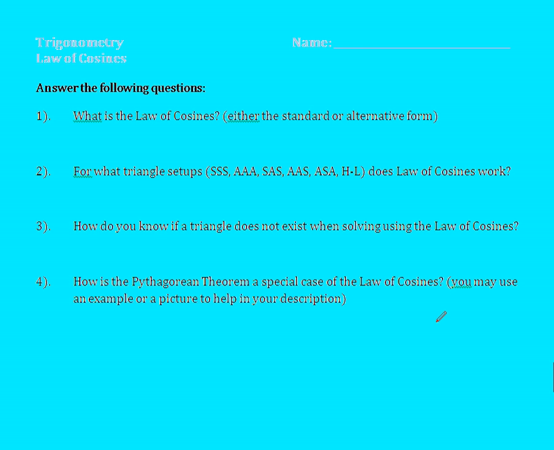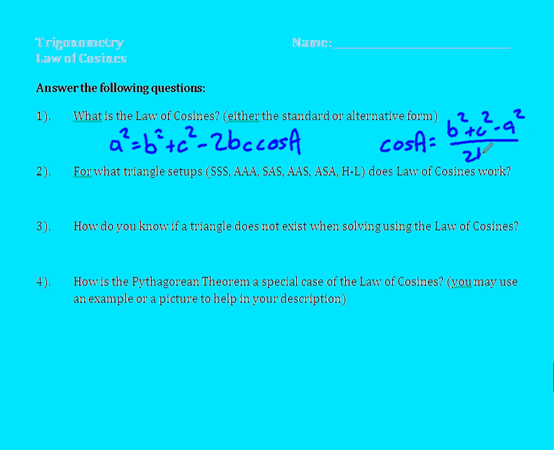Time to prepare for the law of cosines. First question that you're going to see tomorrow: what is the law of cosines? You can use any one of the formulas that we started with. I'm going to say a squared equals b squared plus c squared minus 2bc cosine of A. That's the standard form. You can also use the alternative form, which would be cosine of A equals b squared plus c squared minus a squared all over 2bc. Either one of those is absolutely fine.